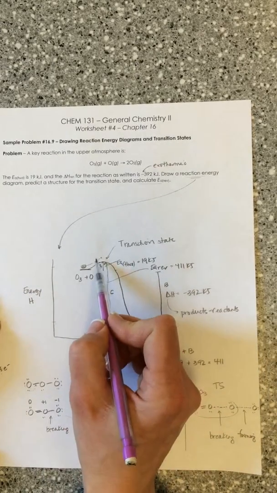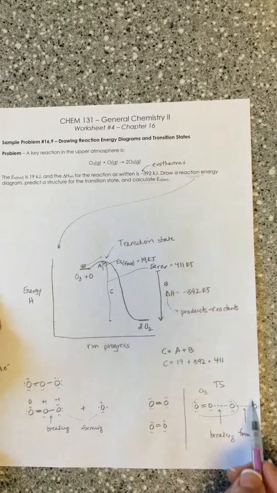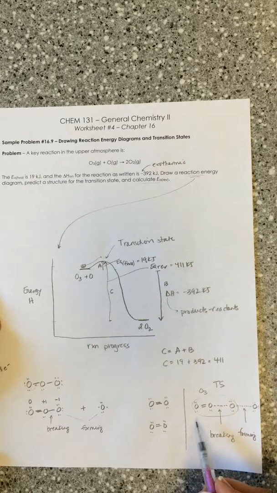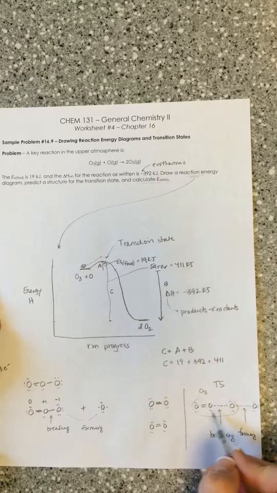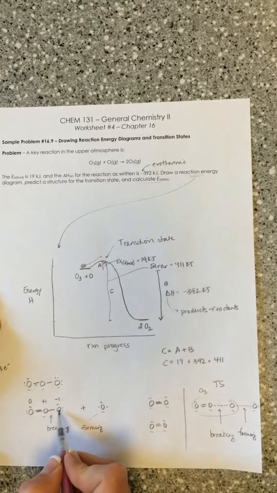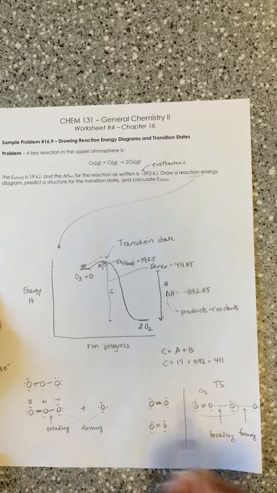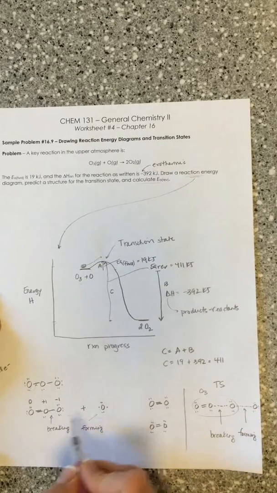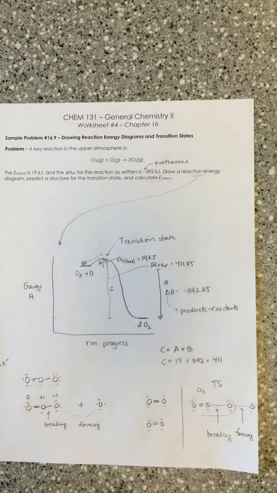And so just like a ball would not exist at the top of this hill, this molecule doesn't actually exist, but it shows us that we're going to be breaking a bond between this oxygen atom and the rest of the ozone, and forming a bond between this oxygen atom and that other oxygen atom from ozone.